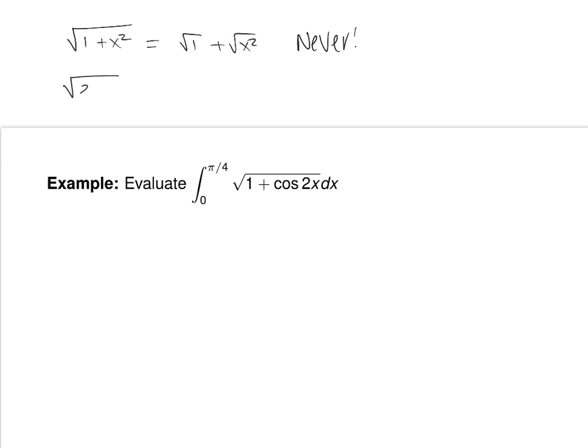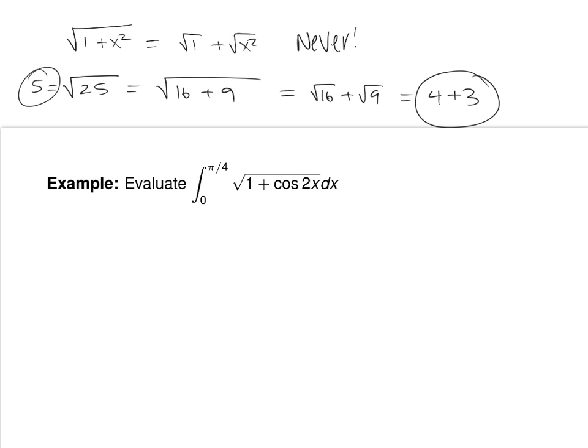Take root 25. You know that's 5, right? That's the same thing as root of 16 plus 9. And you think, okay, that's root 16 plus root 9. Oh, 4 plus 3, and all of a sudden 5 is 7. I'd like that to happen to my money, I'd like 5 to become 7, but it just doesn't work like that. And that's why there are orders of operations. That really is an operation thing, right?